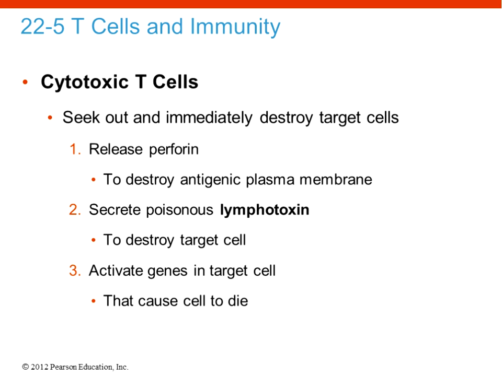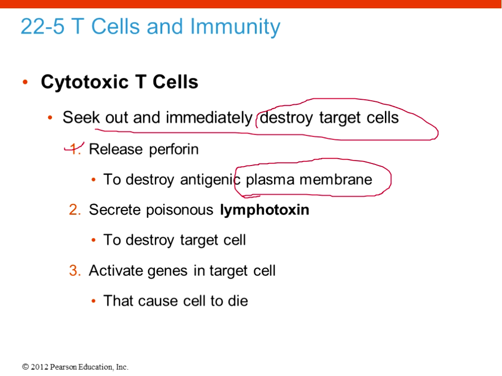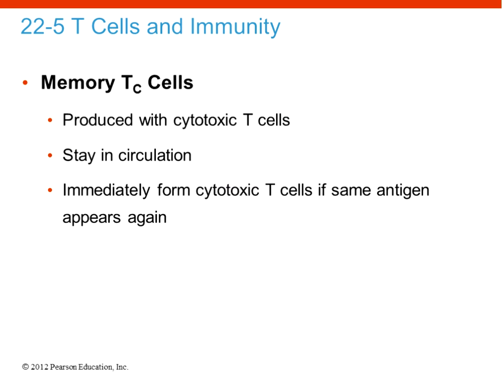Okay? All right, so cytotoxic T cells, as I said, seek out and immediately destroy target cells once they're activated. They can release perforin, as I mentioned, which destroys the plasma membrane of the target. They can secrete lymphotoxin, which is essentially a poison that destroys these target cells. But they can also activate certain genes inside the target cell, right? Alter metabolism that can also cause these cells to die. All right, so there are different ways these cytotoxic T cells work.